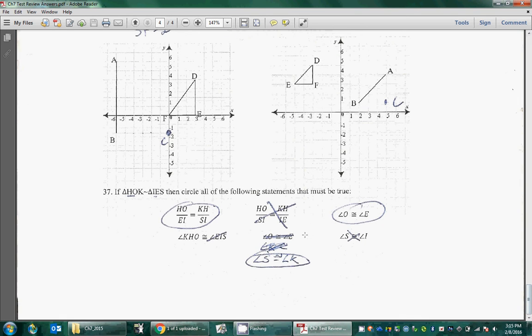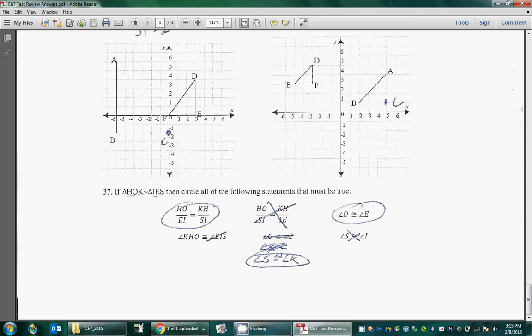437. This is a very popular question on SWL, and it's actually not too bad. So remember, when I've got similar triangles, the sides are going to be proportional. So like HO is going to match with IE. KH would have to match with SI. So I've got two fractions, they work out good. If you look at the second pair, HO is not matching with SI. So that's why this one's not working out, because HO and SI doesn't match. KH matches with the SI.